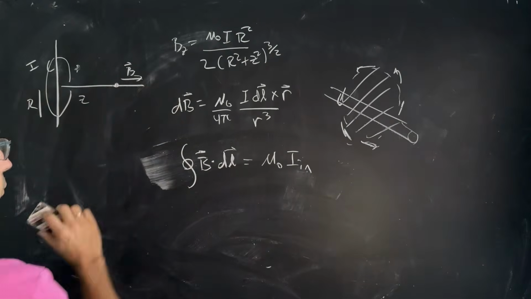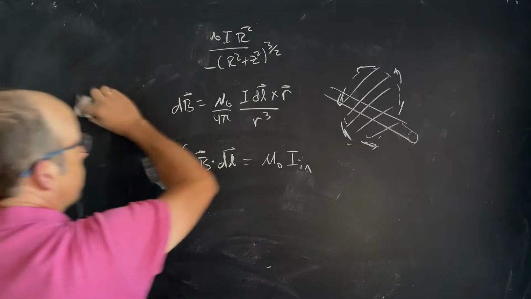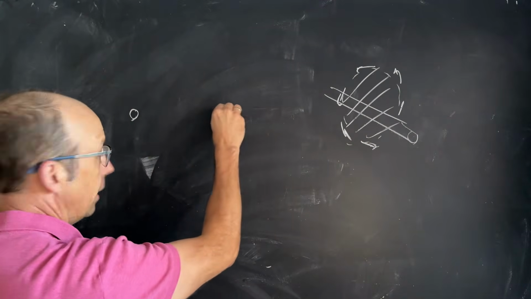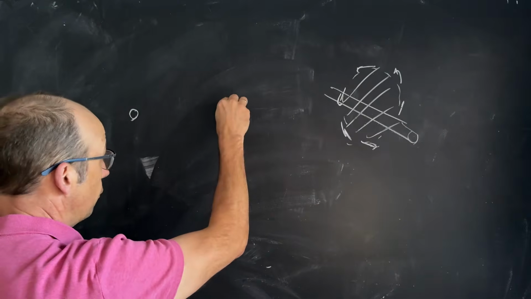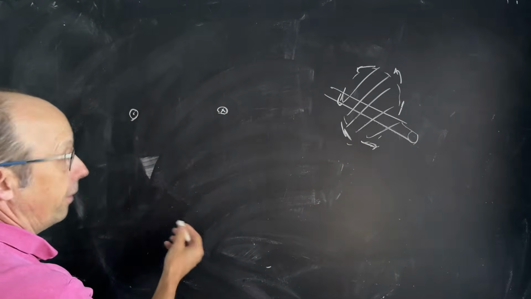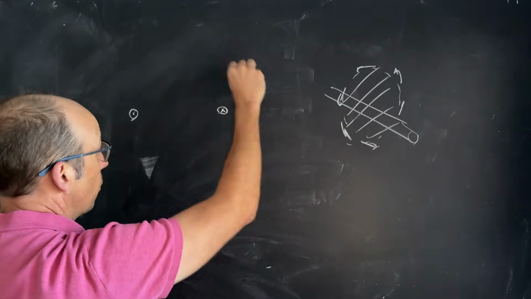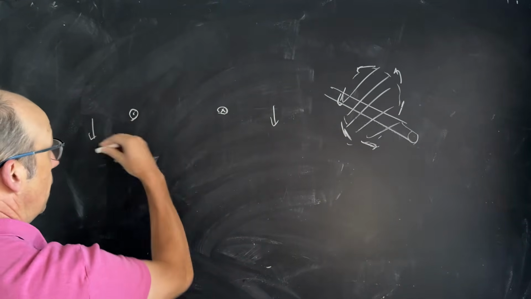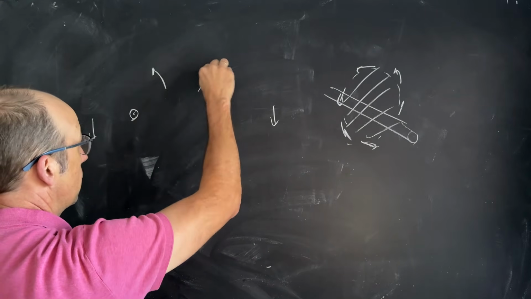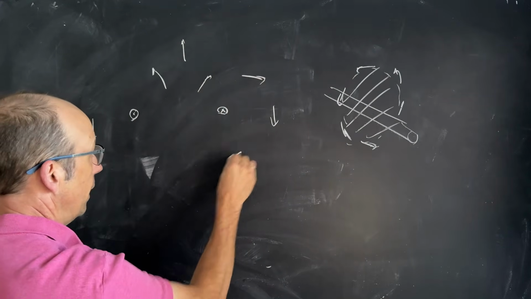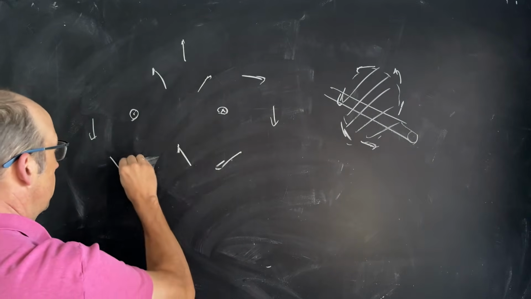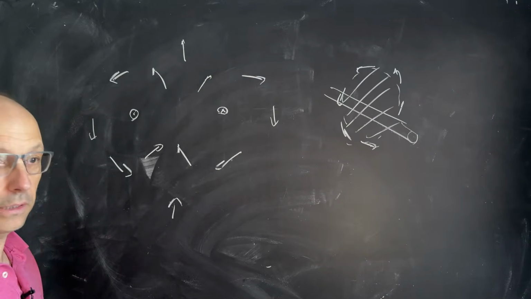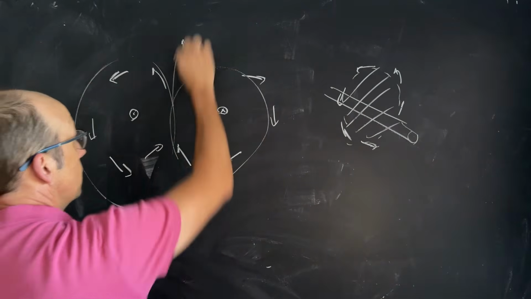Okay, let me draw a little picture. So here is my loop, looking at it from the side. And so the current's going into the board there, and it's going out of the board there. I just picked that. So into the board, we're going to get a magnetic field like this, a magnetic field like this, and overall we're going to get this dipole field, like that. So it has a shape like this.